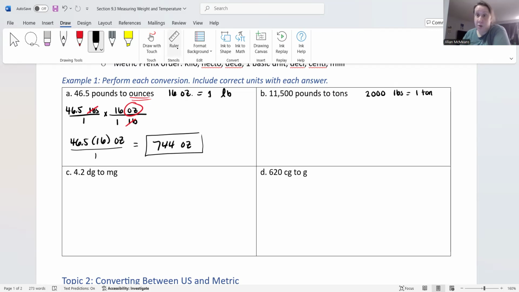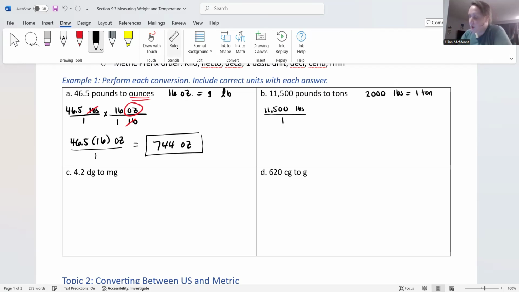Okay, so let's start with what we know. We know we have 11,500 pounds. Again, just be really careful with the abbreviation for pounds. Make sure it's completely separated from your number so there's no confusion. We don't want that to look like 165 or 16 or whatever.